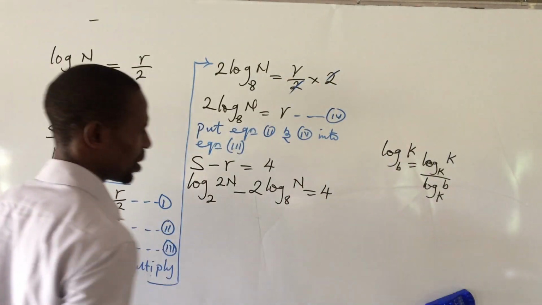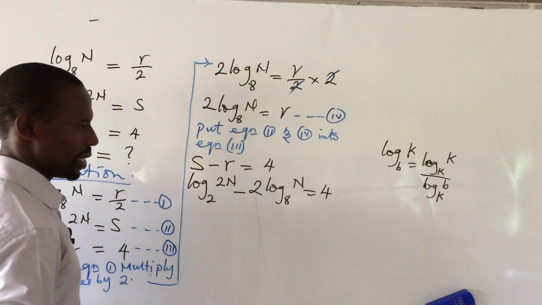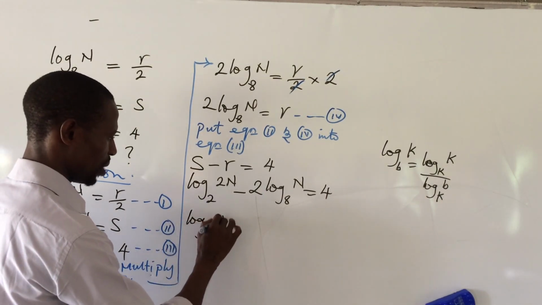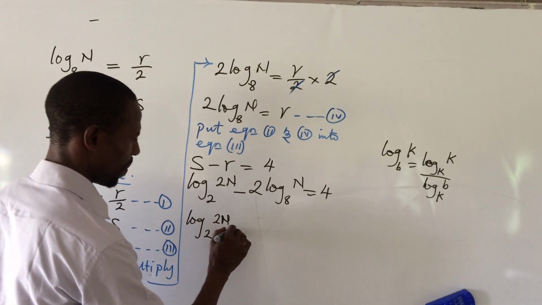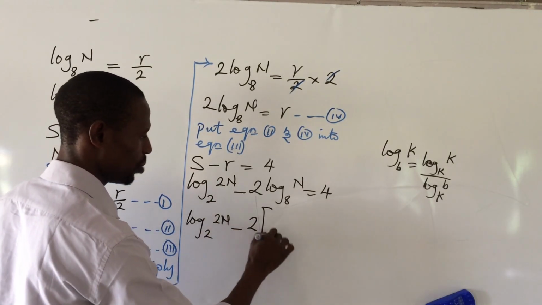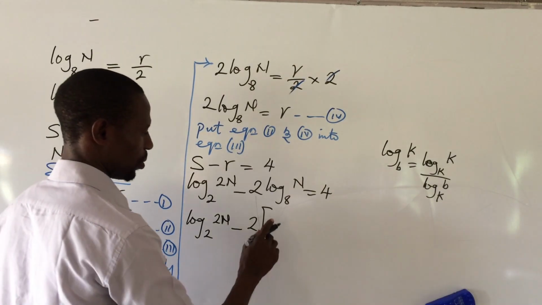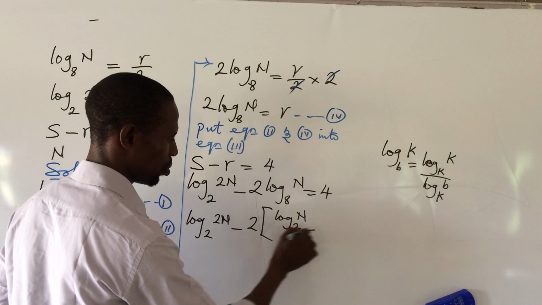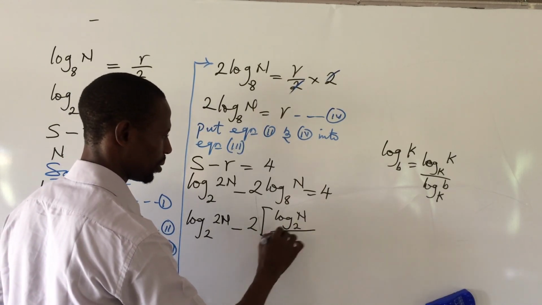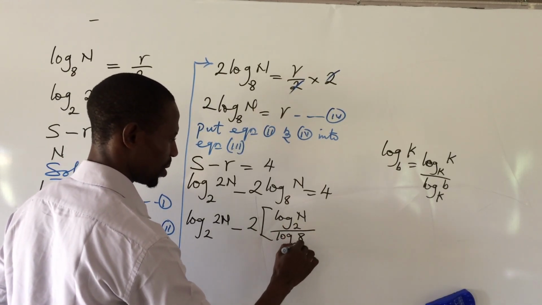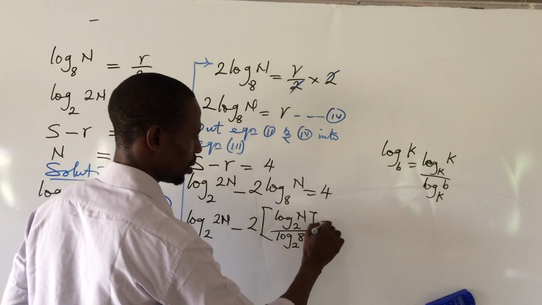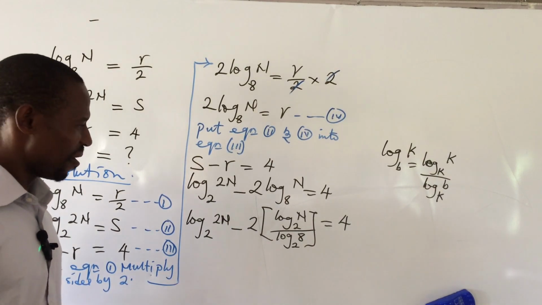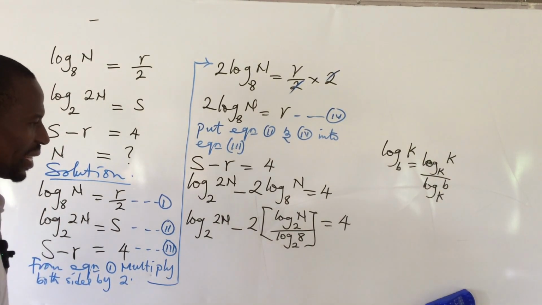Okay, so let's proceed to change this to base 2. So this will now give us (log 2n base 2 minus 2) into log n base 2, all over log 8 base 2, close bracket, equal to 4. Very easy. Okay, now from here we look again.